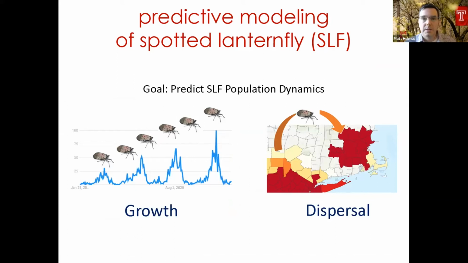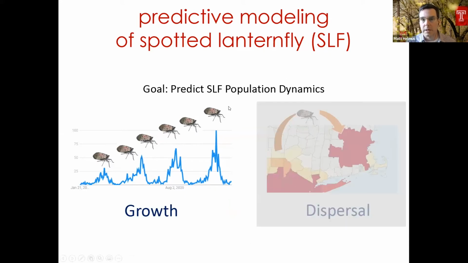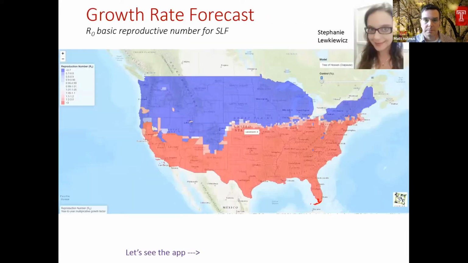And so let's get back to this goal that we have here. We're trying to predict spotted lanternfly population dynamics. So we're thinking about the growth side of the equation and also the dispersal side of the equation here. And we have two different models that we've been looking at. First, we're just going to focus on the growth side of the equation.